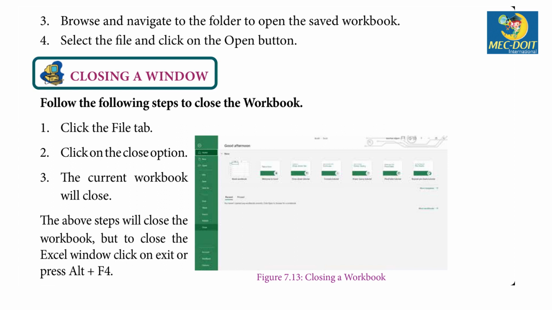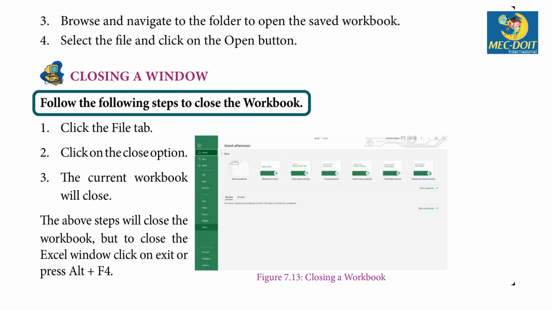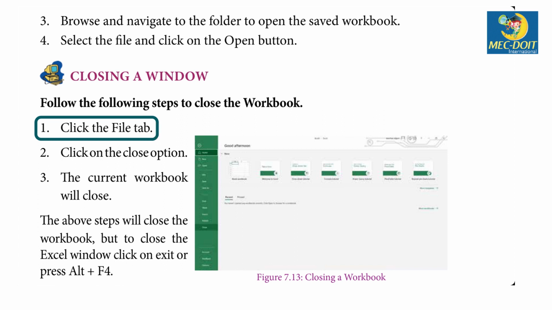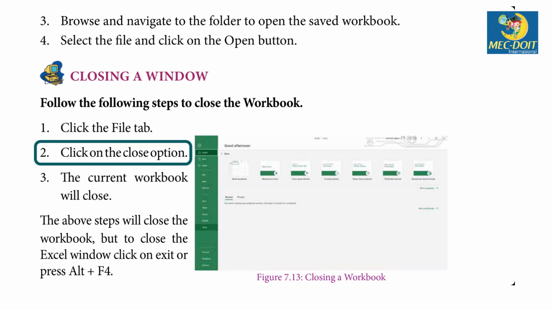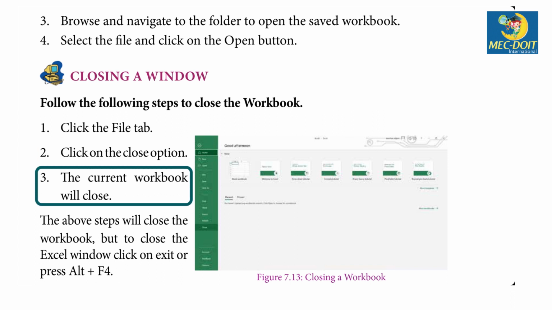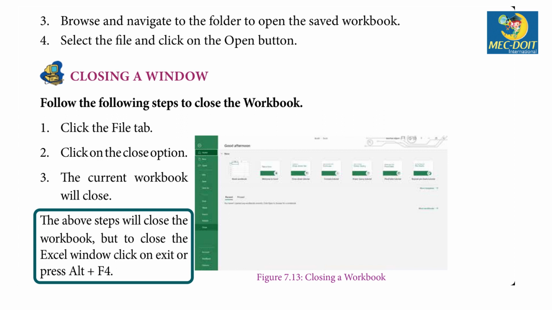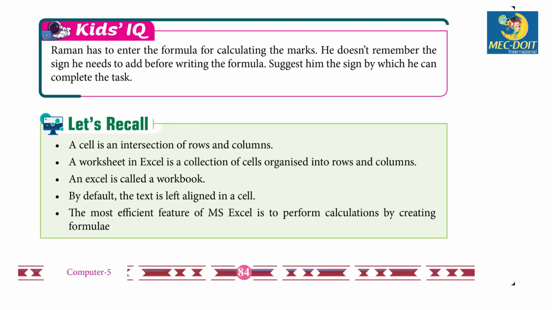Closing a window. Follow the following steps to close the workbook. 1. Click the File tab. 2. Click on the Close option. 3. The current workbook will close. The above steps will close the workbook, but to close the Excel window, click on Exit or press Alt plus F4.